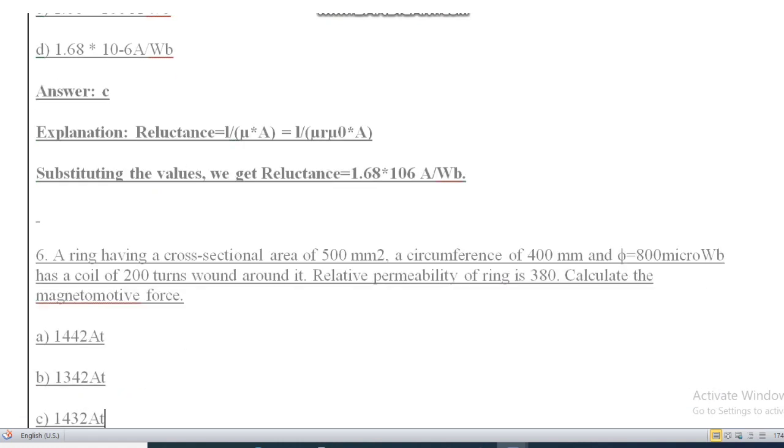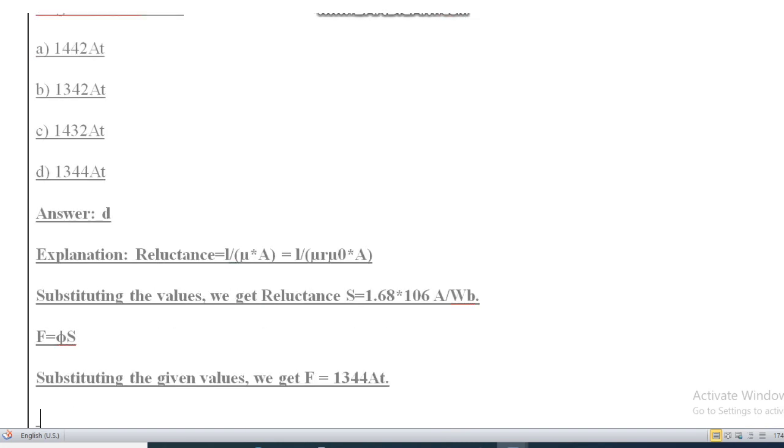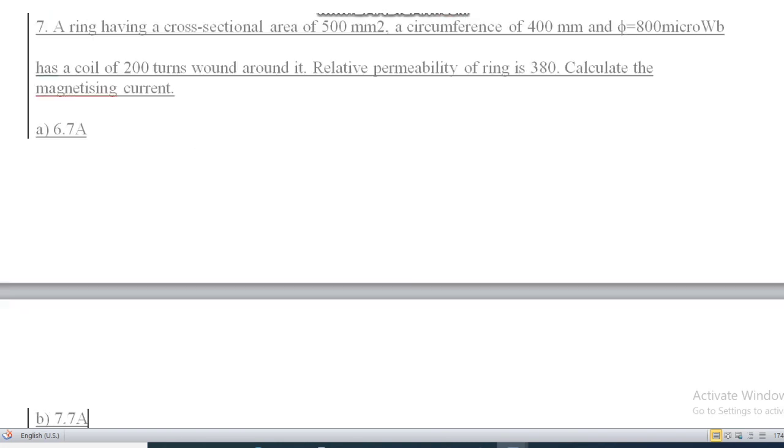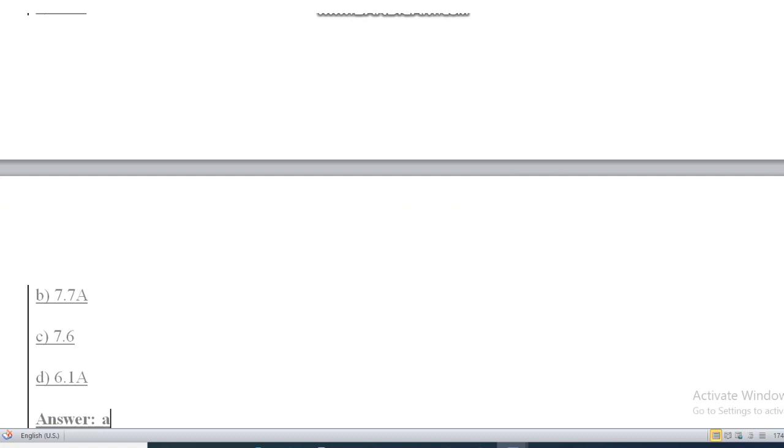A ring having a cross-sectional area 500 mm square and circumference of 400 mm and theta is 800, has coil turns 200. Then relative permeability of ring is 380. Calculate magnetomotive force, and it is 1344. Then next is a coil having a cross-sectional area of 500 mm square, circumference 400, theta 800 and 200 turns. Relative permeability is 380. Then calculate magnetizing current. Magnetizing current is 6.7 ampere.